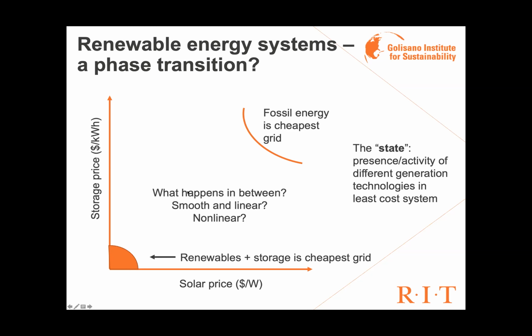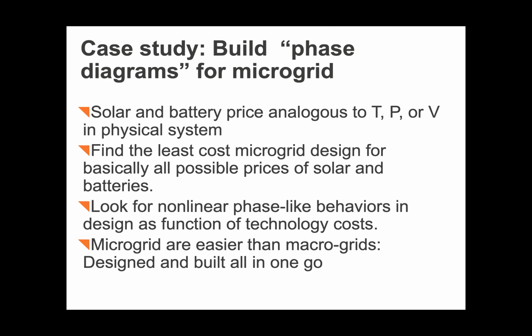We have these regions where there are different compositions of technologies that switch as a function of driving variables. And what happens in between? Is this all smooth and linear? Is it nonlinear? Do we see phase transition kind of behavior? And that's the thing that we're going to explore, where now the state is the presence or activity of different technologies. So let's look into this idea with some modeling, build a phase diagram for a microgrid.